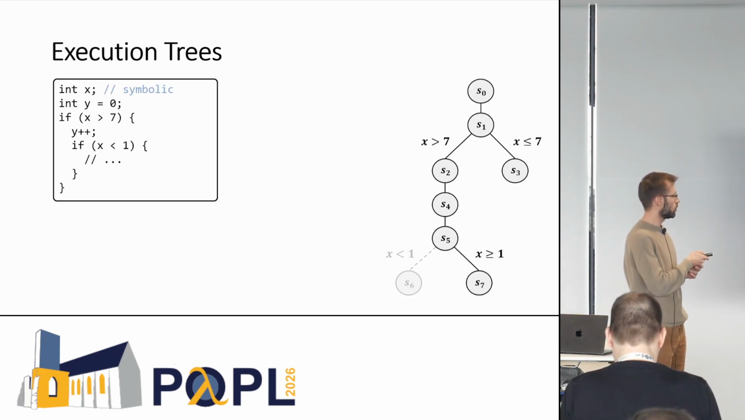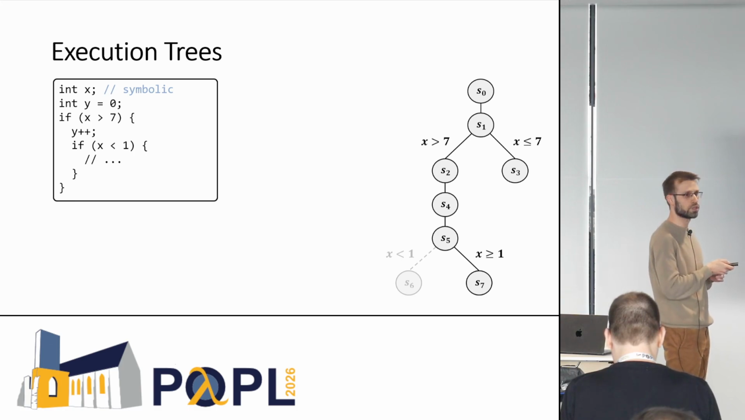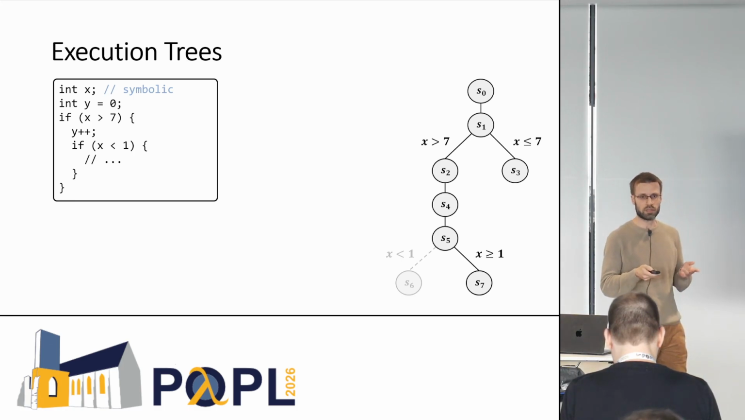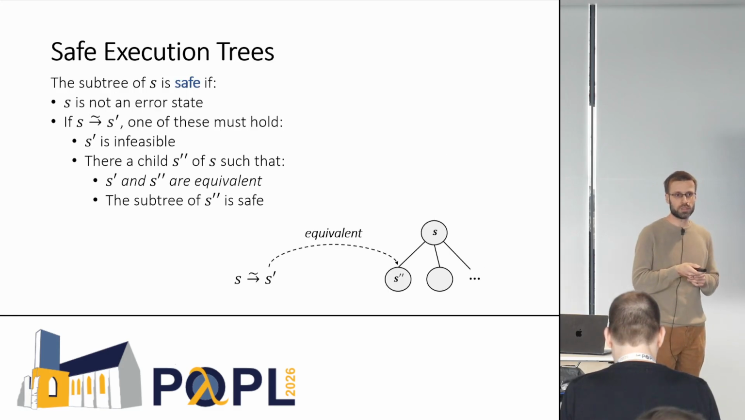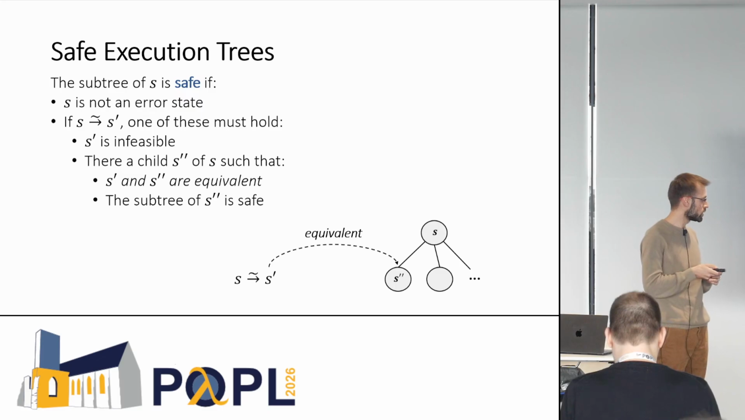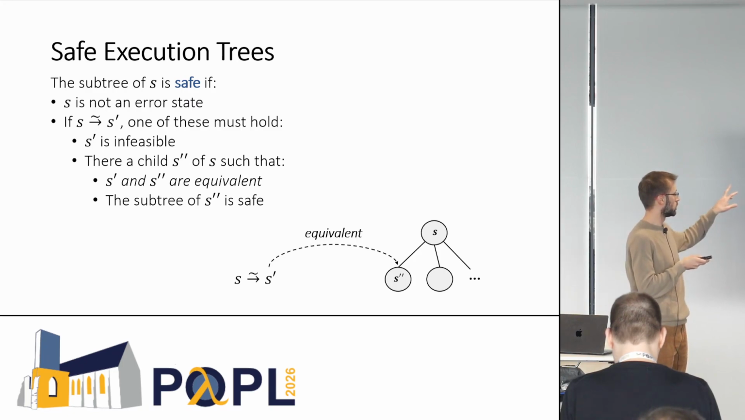And going back to our example, we saw that we explored these two paths. This structure is called the execution tree of the program, and basically it depicts the paths that we explored during the analysis. And now we want to define the notion of safety for trees. We're in the context where we have a subtree where the root is S, and we say that this subtree is safe if these two conditions hold.